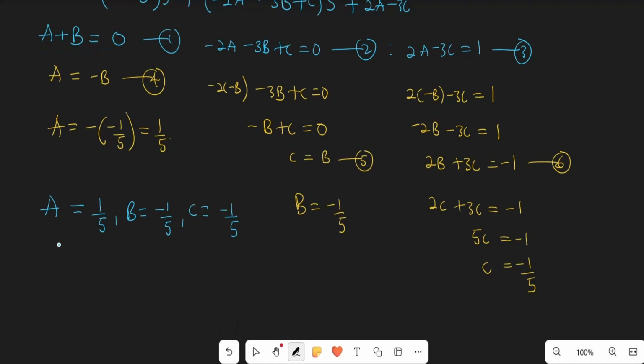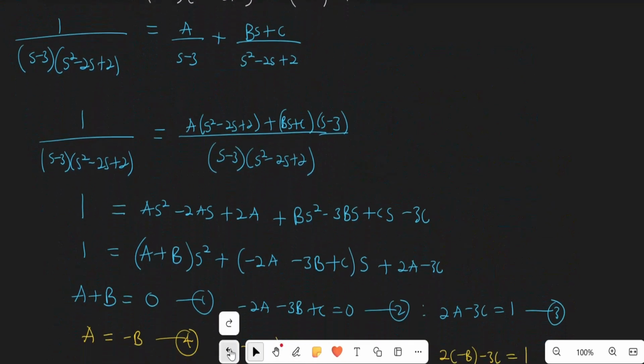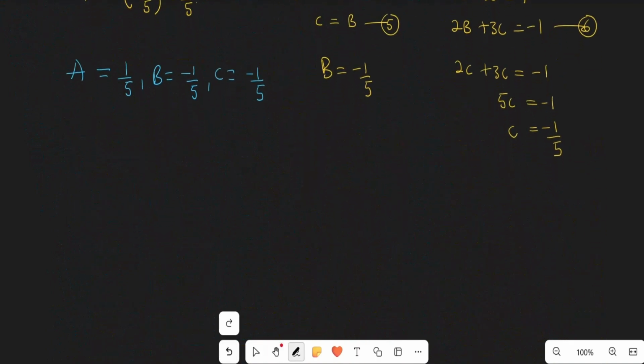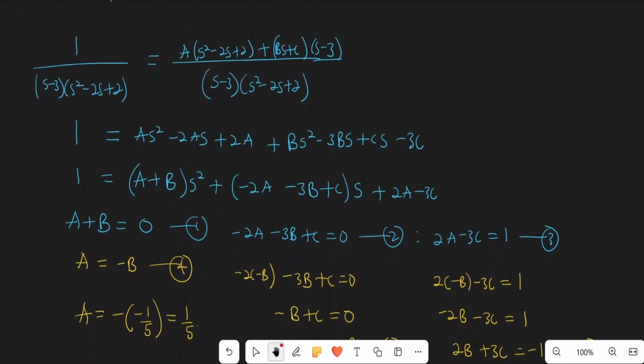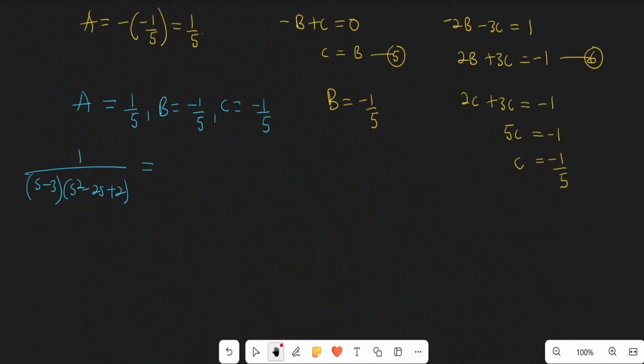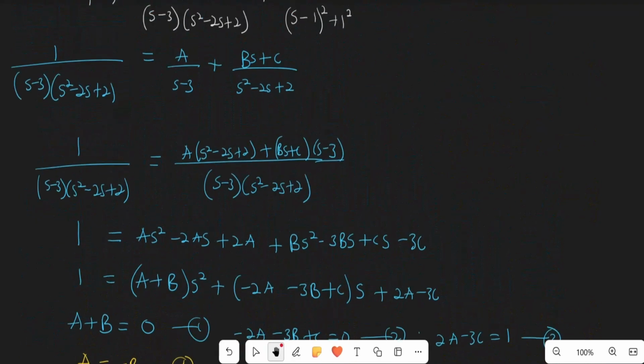Alright, so we can verify that these are the correct values of a, b, and c, satisfying all three equations. So now let's go back to our partial fractions. We are going back to our partial fraction here. So 1 over s minus 3 multiplied by s squared minus 2s plus 2 is equal to what? That is equal to a over s minus 3. A is 1 over 5. So this is what we have: 1 over 5 over s minus 3.